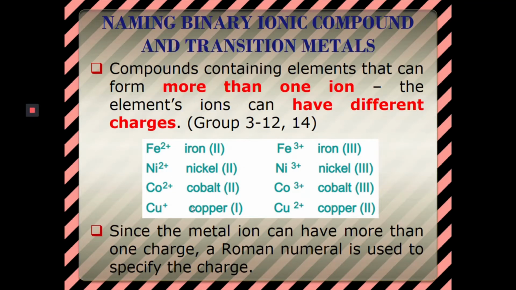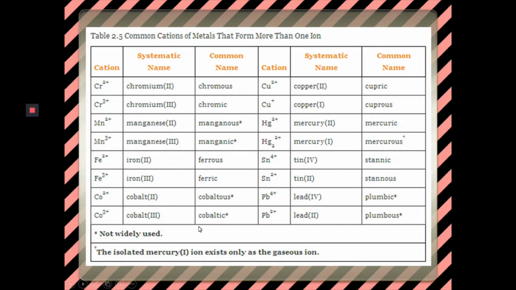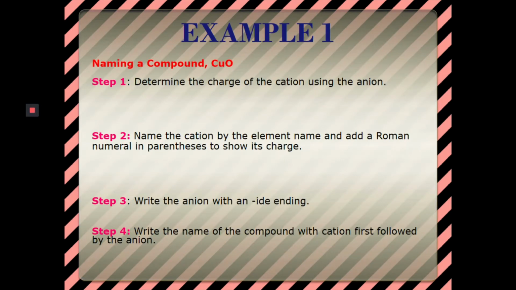Basically, for this kind of compound, a Roman numeral is used to represent the charge of the cation, and we place it after the name of the cation metal. Here are some more examples of the cation metals that have more than one ion. Right, so let's see how to do the naming for this kind of ionic compound.